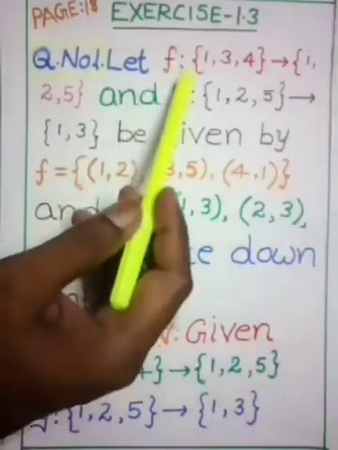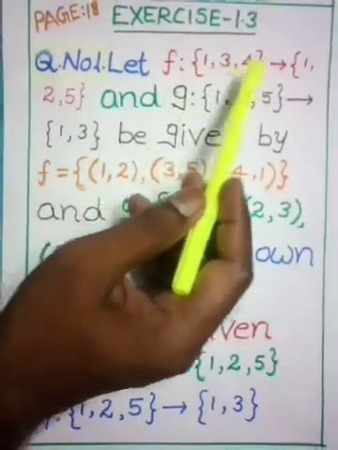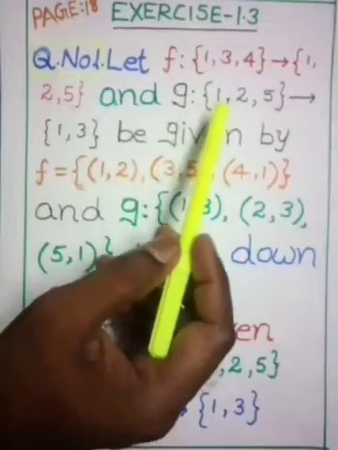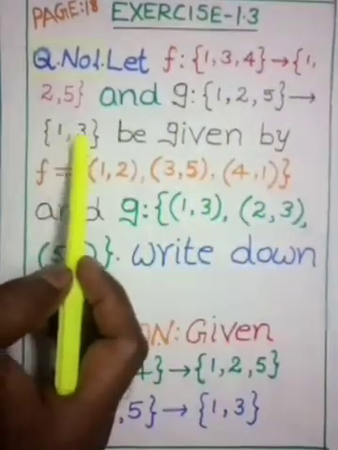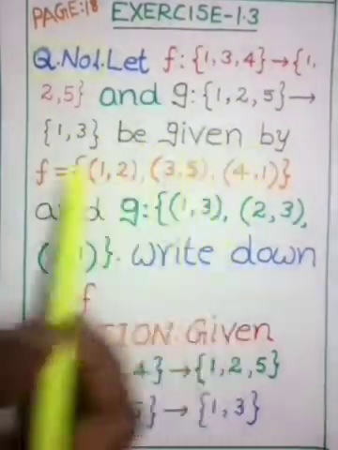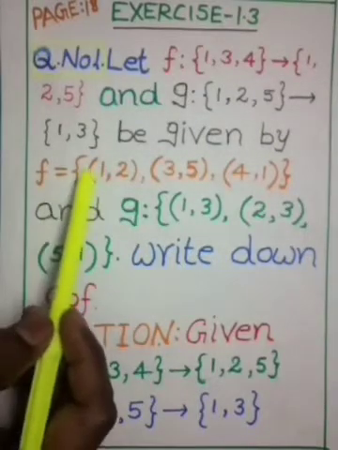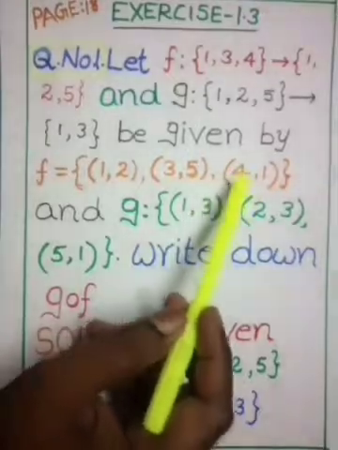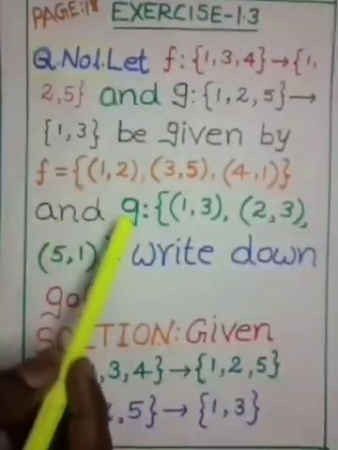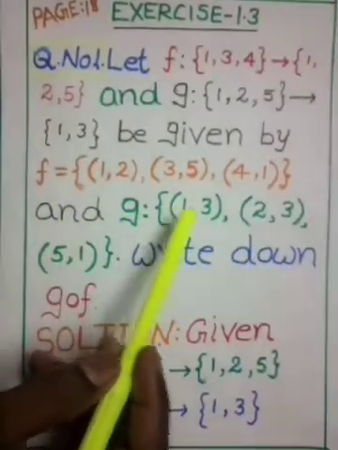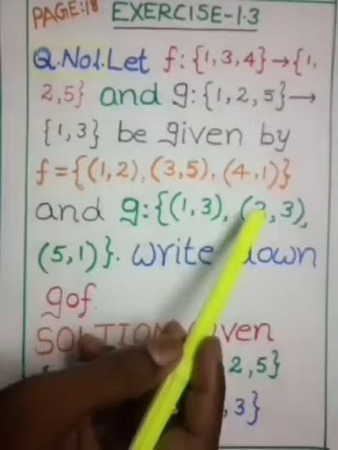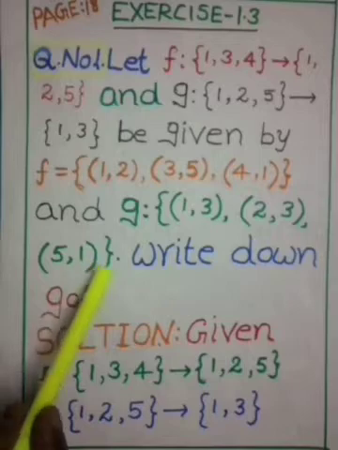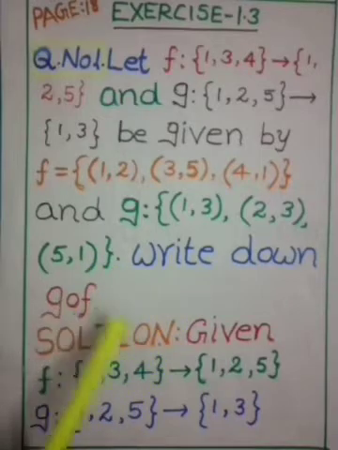Let f be a mapping from set {1, 3, 4} to set {1, 2, 5}, and g be a mapping from set {1, 2, 5} to set {1, 3}, given by f = {(1, 2), (3, 5), (4, 1)}, and g = {(1, 3), (2, 3), (5, 1)}. Write down g circle f.